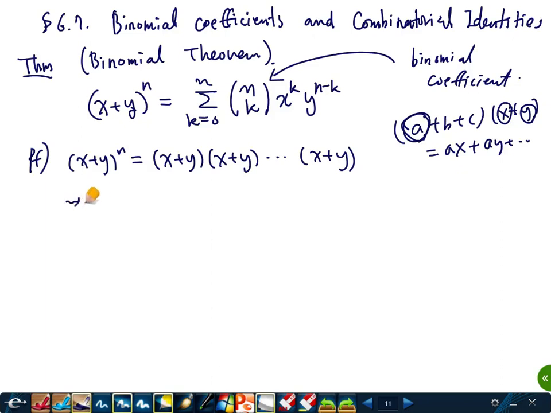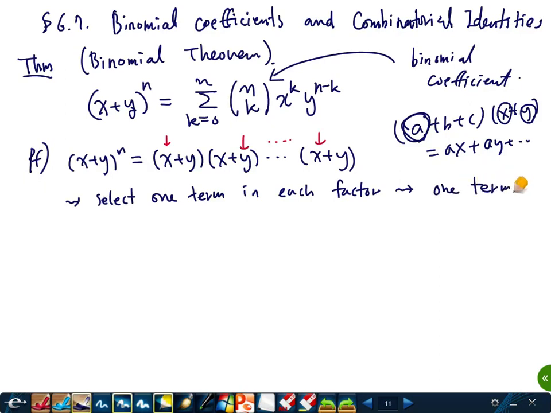So here, select one term in each factor, right? For instance, like this term, I'm going to select this in the first factor, maybe this in the second factor, etc., and then maybe this in the last factor. This is one way to select. Then this gives one term in the expansion. If you multiply them, that gives us one term.